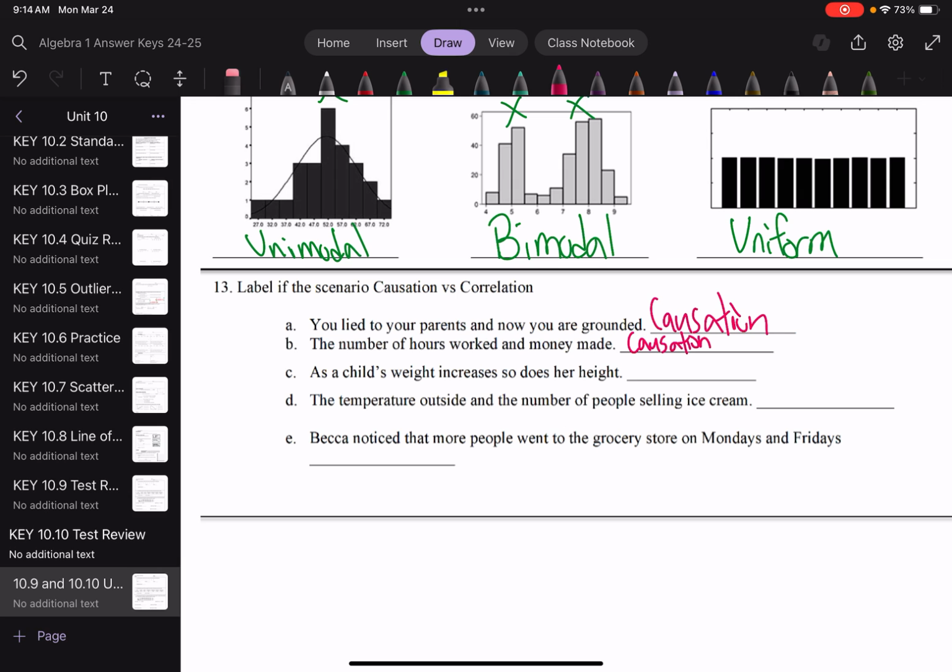A child's weight increases, so does her height. This is not always the case. So I'm going to say that this is a correlation. The temperature outside and the number of people selling ice cream. I also say that this is a correlation. And Becca noticed the more people went to the grocery store on Mondays and Fridays. This is also just a correlation.